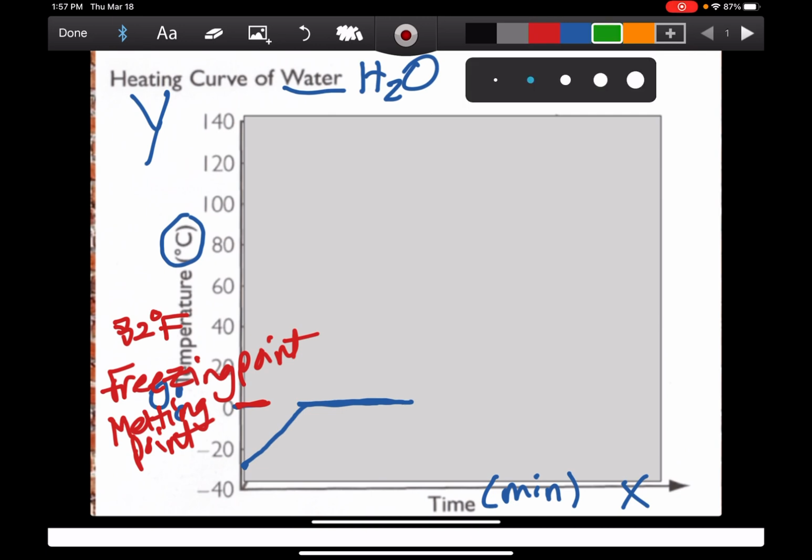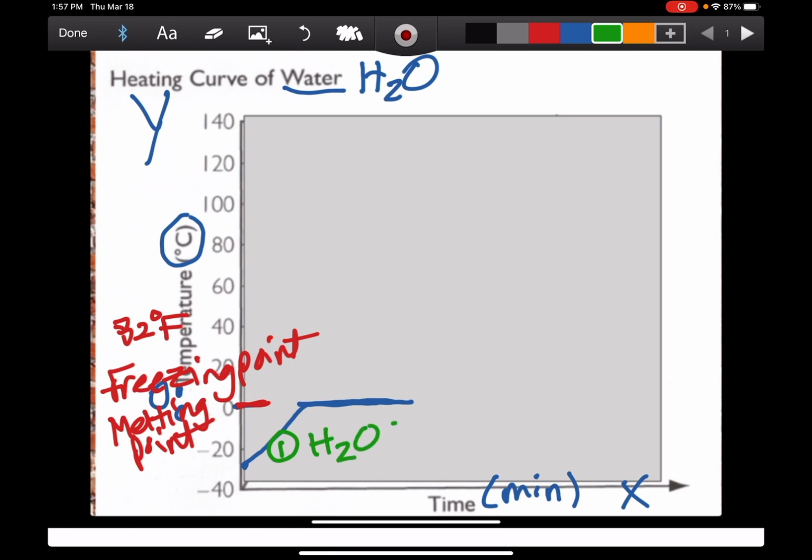In segment 1 of my curve, if I were to label it, I have water in the solid phase, which I call ice. That's the common name of it. And the ice, which is solid water, is warming up. How do I know it's warming up? Because as I go up this part of the curve, the temperature is increasing. So this is ice, and the ice is warming up.